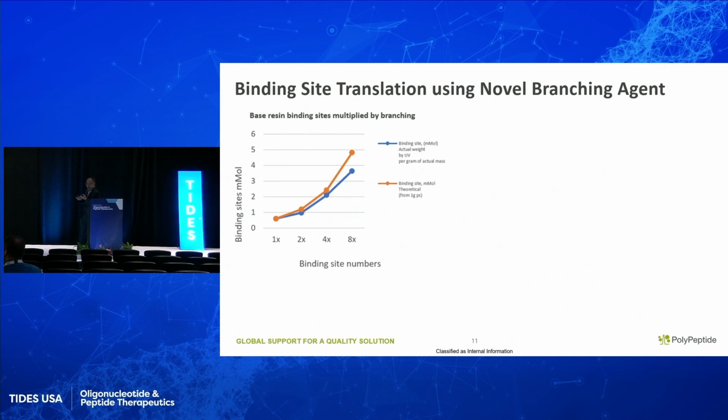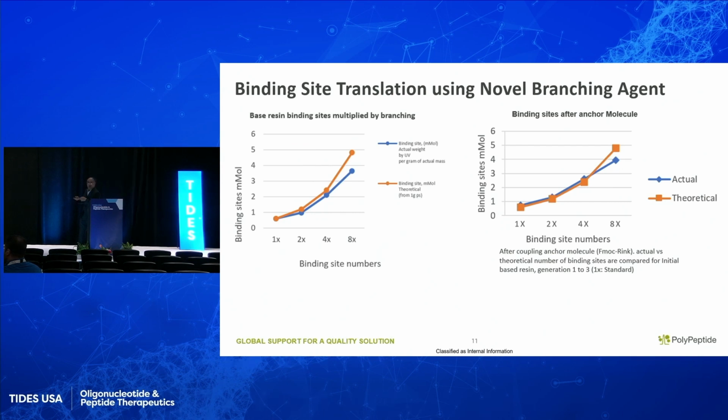Now you branch out 2 times, the first generation, 2x. It follows through the expected theoretical binding site. It's slightly lower, but not too far. Second generation branching, now you amplify the binding site 4 times, and it still follows through. By the time it reaches the third generation, 8-fold increase, you are lower than expected value. So in this configuration, we probably don't want to push it to 8 times. We want to stay around 4 times with this given resin and this given branching agent.